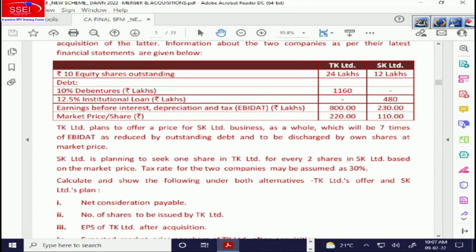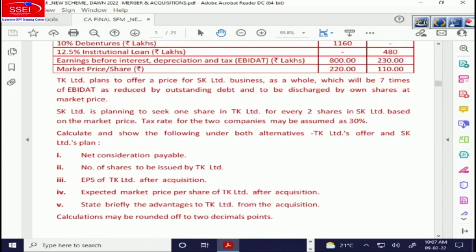SK Limited, the target firm, is planning to seek 1 share for every 2 shares based on the market price. Because the market price of SK is 110, while the market price of the acquirer is 220. So 110 by 220, half, is the exchange ratio. So they want 1 share for every 2 shares held in the target company. Tax rate is 30%. Calculate and show the following under both the alternatives.